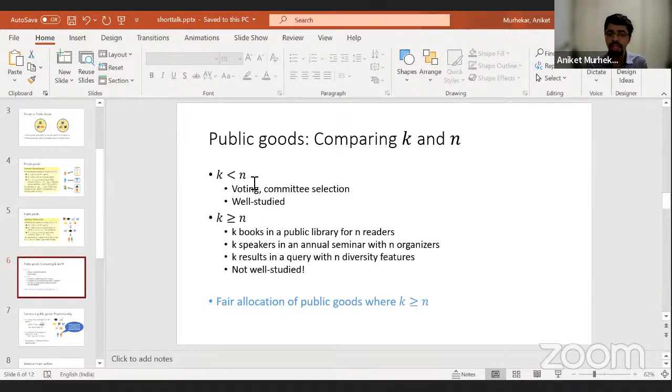In contrast to the k less than n case, which is relatively well studied, the case of k being at least n is not well studied. However, it does capture practical scenarios. For example, a public library trying to buy books which cater to the preferences of its n readers will typically find that k is at least n. And there are other important examples as well. Our problem, therefore, is the fair allocation of public goods where k is at least n.